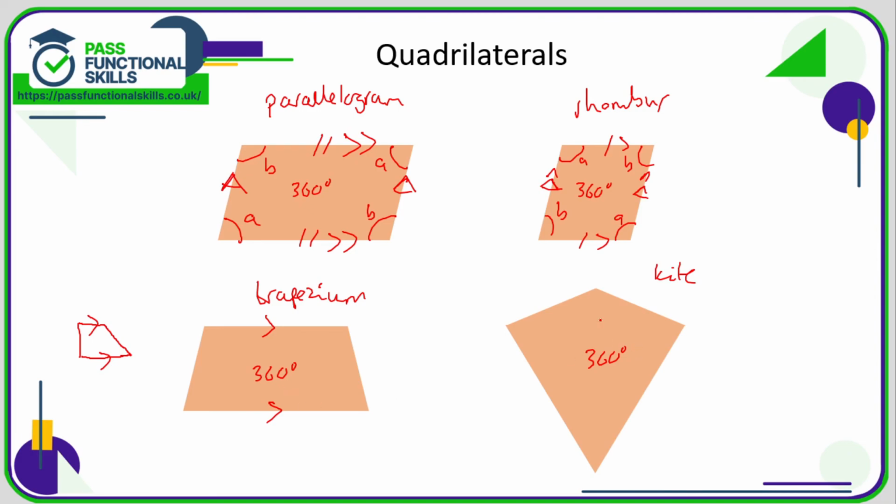A kite, the properties of a kite are again 4 sides. The angles add up to 360 degrees. This side here is the same as that side there, and these sides here have the same side length as well. And another property is that this angle here is exactly the same as that angle there, whereas this angle here and this angle here are not the same at all.